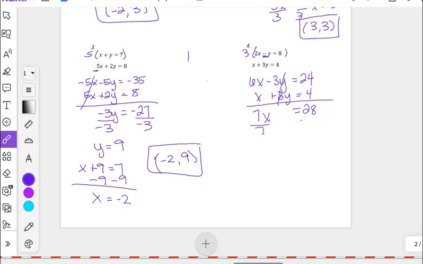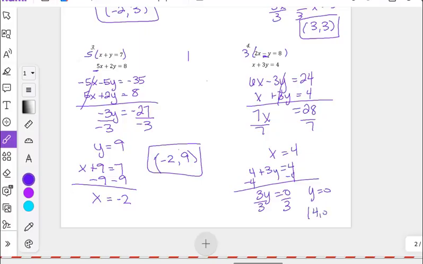I then divide by 7. X equals 4. I'm going to plug that back into one of my original equations. We're going to plug it into the second one. So I have 4 plus 3y equals 4. Subtract 4. 3y equals 0. Divide by 3. Y equals 0. So my final answer is 4, 0.